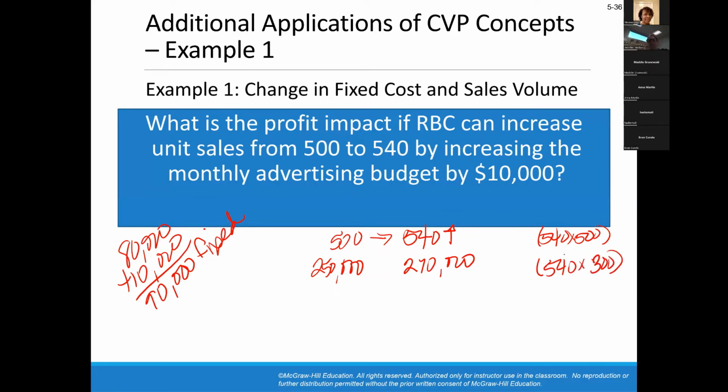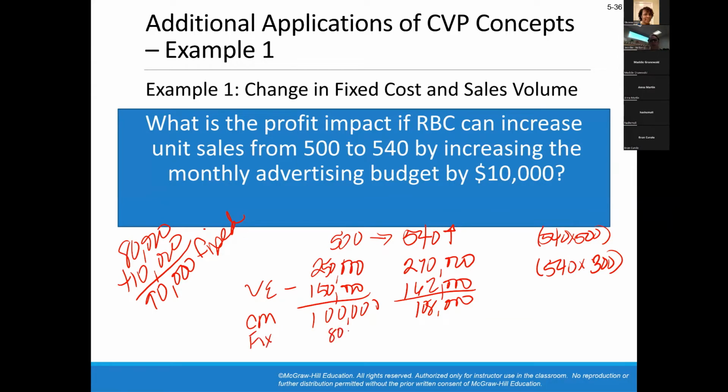So the 540 times 300 to get my variable expense, that's going to be 162 instead of 150. Now we got 108. This is my contribution margin. Now I have my fixed. So this was 80. Now it's going to be 90 because we're changing. We're going to increase that. So what happened? We made less 2,000.